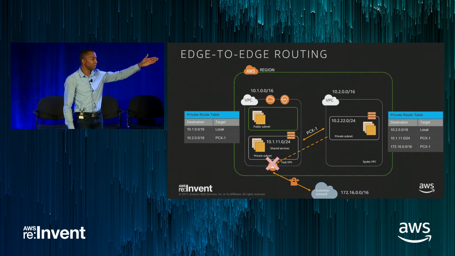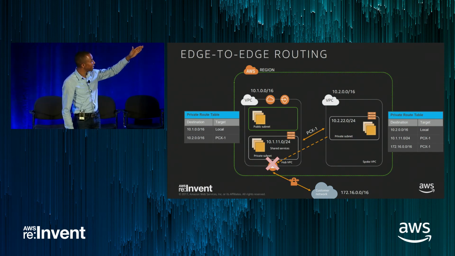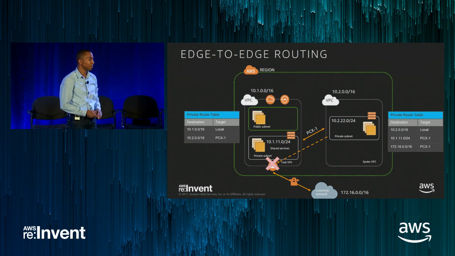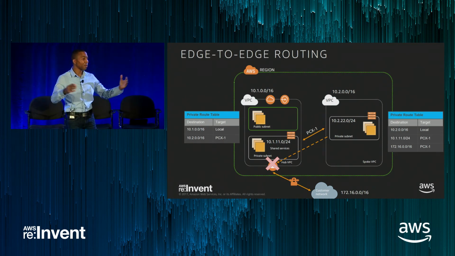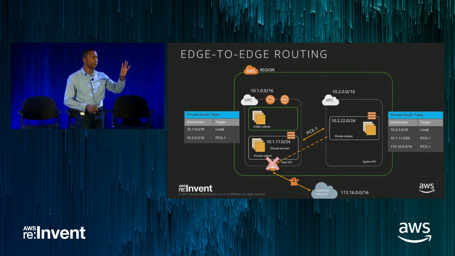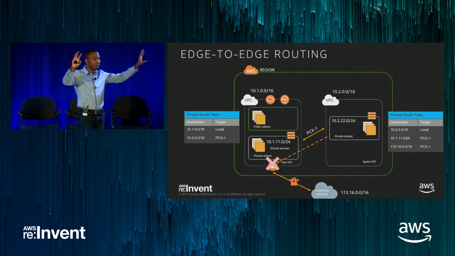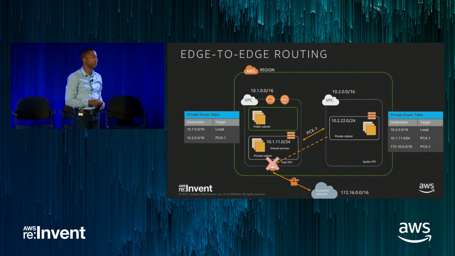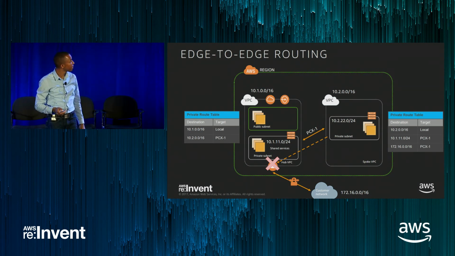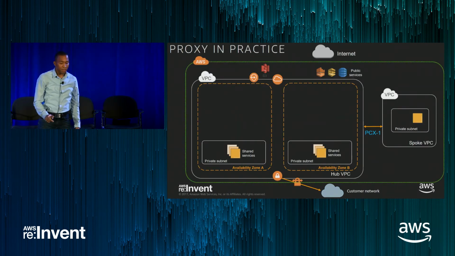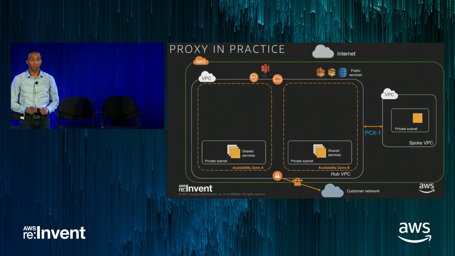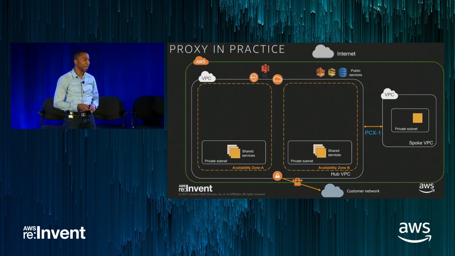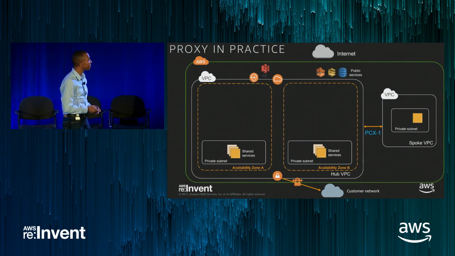You can't do transitive routing between two VPCs and another network, which means if I have three VPCs peered, where A is peered with B, and A is also peered with C, B can't reach C through A. VPC peering also supports IPv6. We will talk a little bit later on about what it doesn't support.